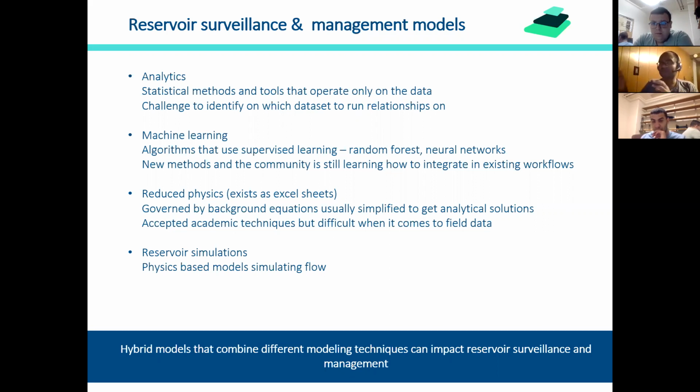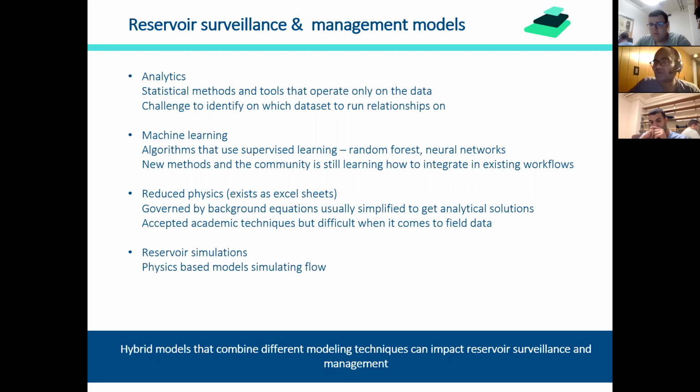So that's the broad way of thinking about machine learning algorithms. It's supervised learning because there is an element of training involved. The training being the fact that you're feeding it some labeled data, meaning specific outputs for specific inputs, and you're feeding that into the algorithm. So again, this is a new method. The community, especially the oil and gas community, is still learning on how to integrate some of these workflows in existing workflows.